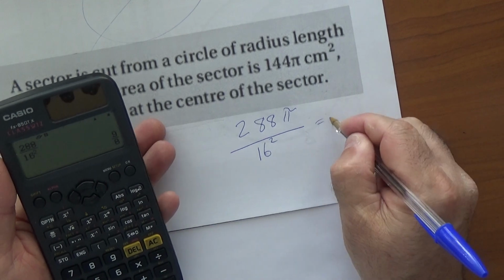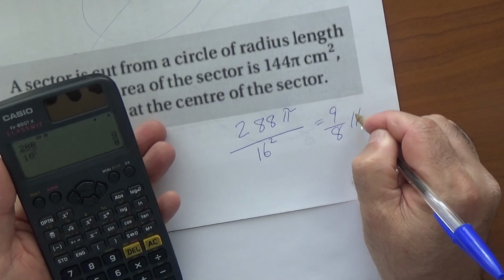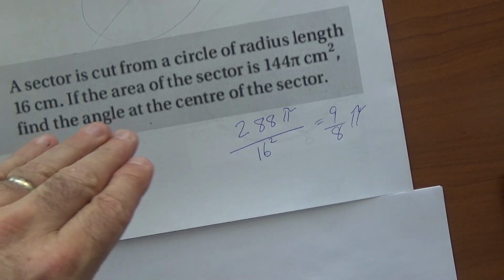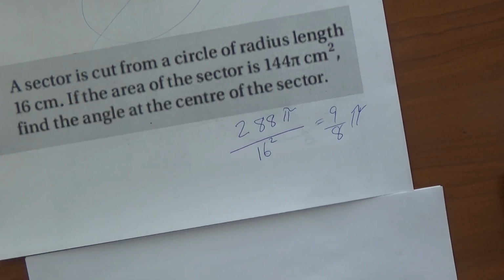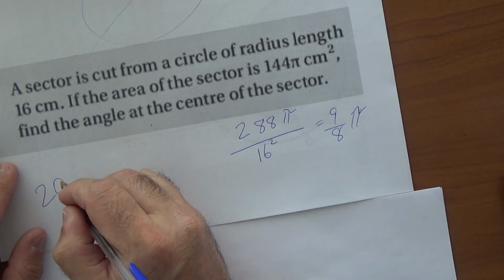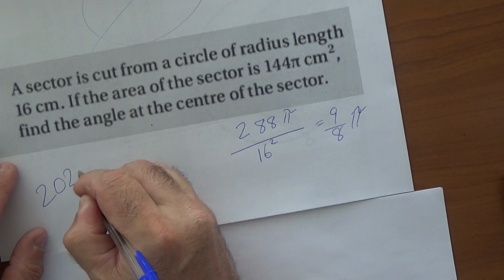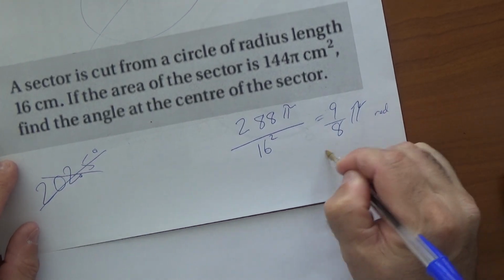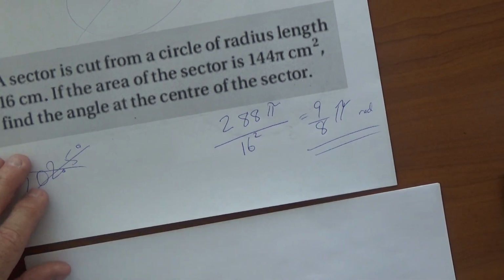Okay, and I get 9/8 of a pi, which is 22.5 degrees beyond 180 degrees. So it would be 202.5 degrees. But that's not really important because this is in radians and we prefer that. So that's the angle in radians. That's question 8.